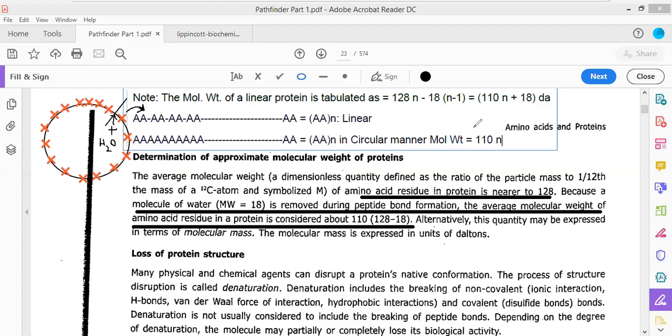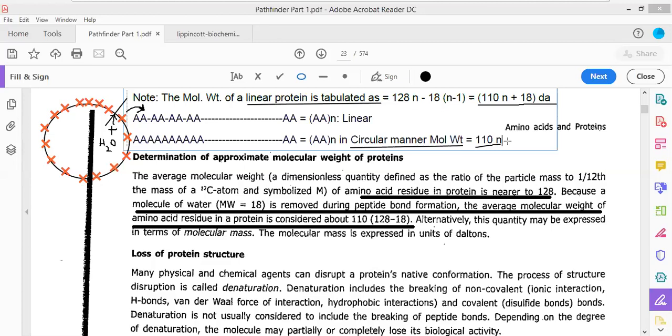This is how we have to tabulate the weight of a protein. Now see, these formulas are always applicable, but you have to remember one thing: these formulae are not given in Pathfinder. They have been developed from other books. This is the first formula, this is the second formula. This is for a linear protein and that is for a circular protein. For a circular protein, the molecular weight is equal to 110 into N. But there are two exceptional cases.